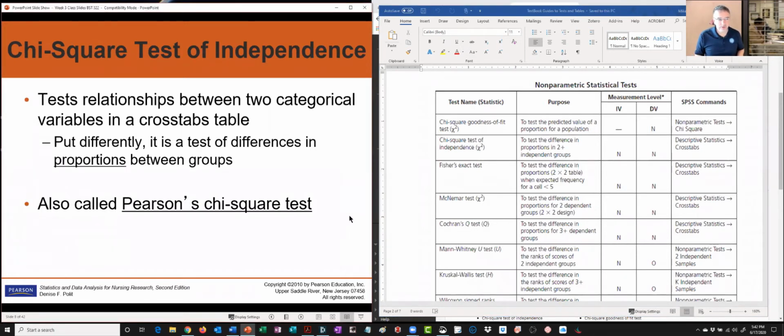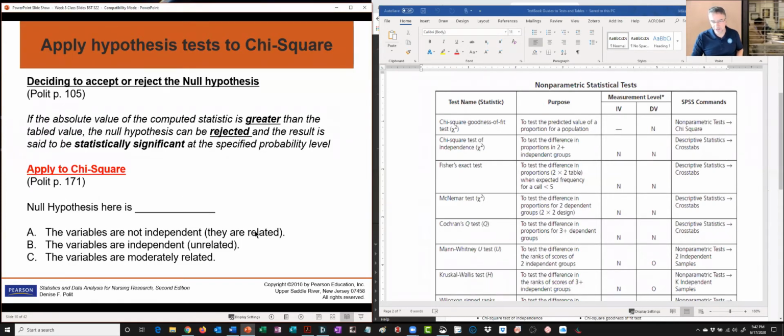For chi-square, we're looking at the relationships between these categorical variables, right? We're going to put them in the cross-tabulation table, pivot table for you Excel people, if you're into math and Excel, pivot table or cross-tabulation table, and we're going to compare the differences in the proportions across the groups. This is also known as a Pearson's chi-square test.